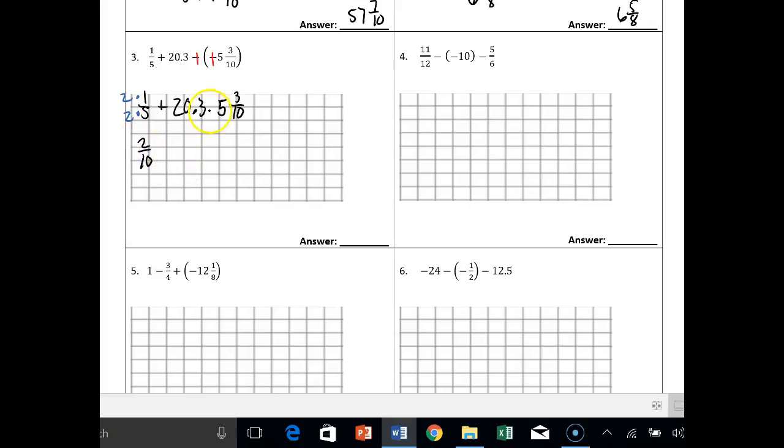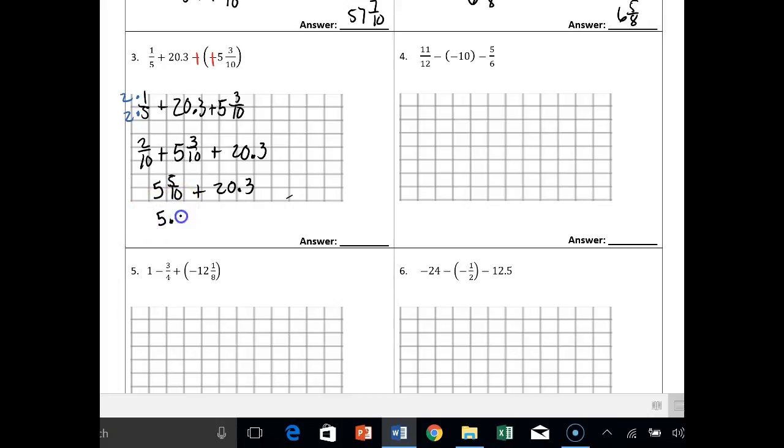Okay, so now let me put, oops, forgot my plus sign. Let me put my plus 5 and 3/10 right next to it, plus 20.3, right? When I add 2/10 plus 5 and 3/10, I get 5 and 5/10, right? Plus 20.3. And now there's a couple ways you could go about this. You could change the 5/10 to 5.5. It's really up to you, right? So whatever you're comfortable with.